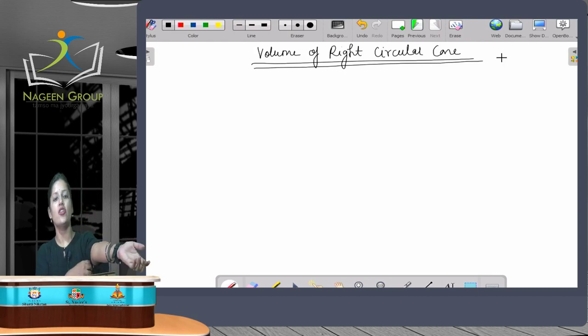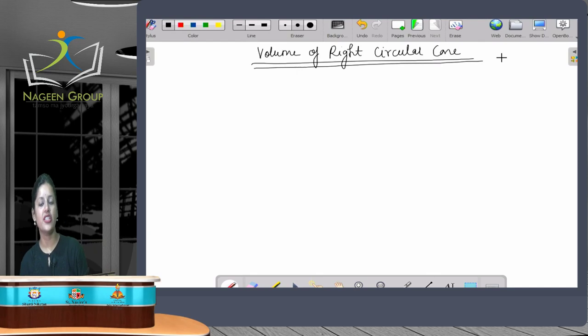This is our class of Chapter 11, that is Surface Areas and Volumes. This is our third class, which depends on the volume of the right circular cone. In our first class we studied the surface area of a right circular cone, and in the second class we studied the surface area of a sphere. In our third class it is mainly on the volume of the right circular cone. So let's get started.